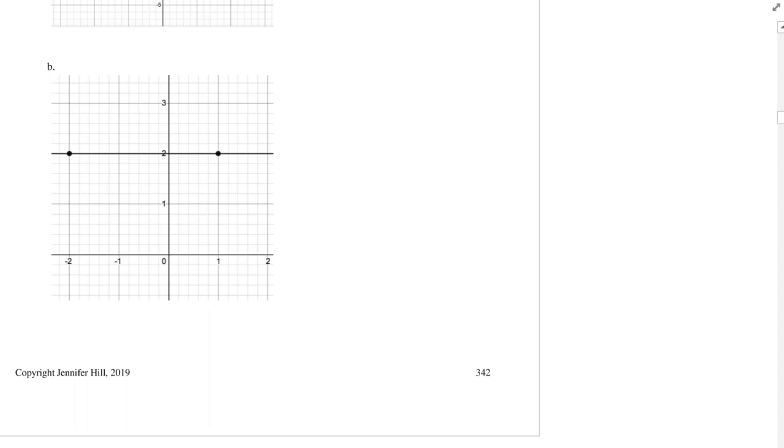Now moving on to this last one, same idea. Moving from the left to the right, just count out the slope, hit play when you're ready.